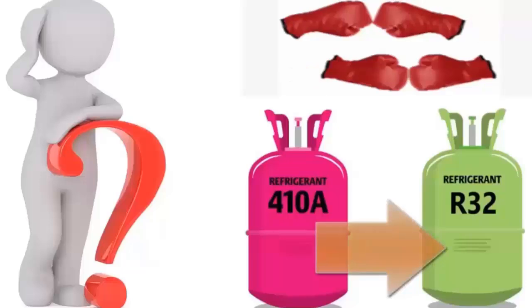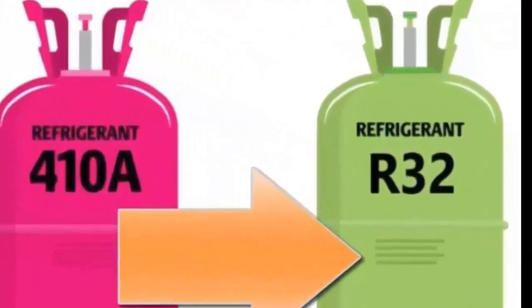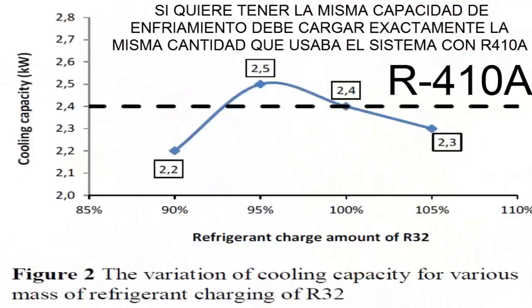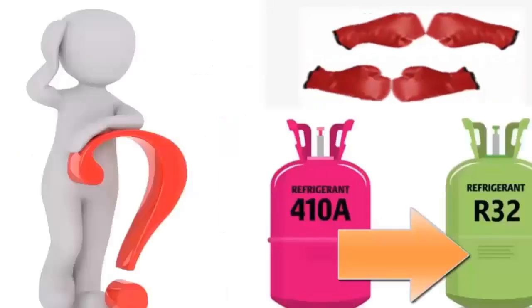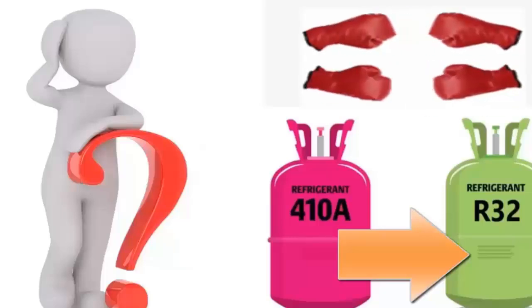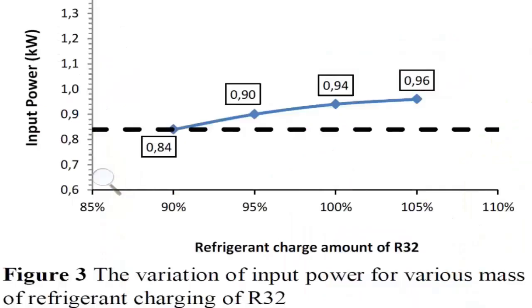A. R410A operates at a slightly lower pressure than R32. B. Using R410A will reduce the cooling capacity of the system, potentially decreasing the refrigeration power by 5% to 10%. This means that the compressor will have to run longer to reach the same temperature.